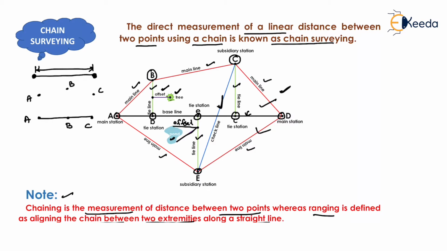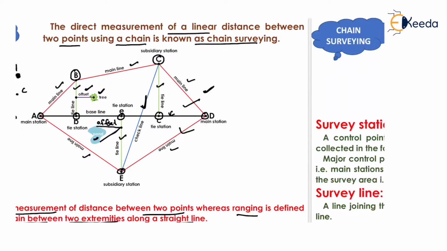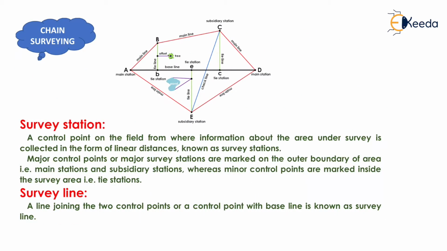Now we will see the various terms which will be used in chain surveying. Now the first one is survey station, a control point on the field from where information about the area under survey is collected in the form of linear distances, known as survey stations.